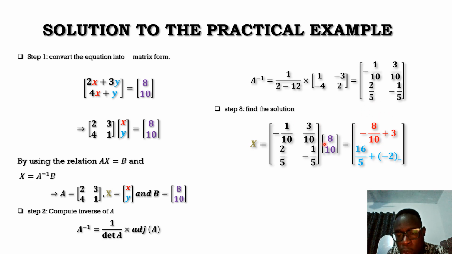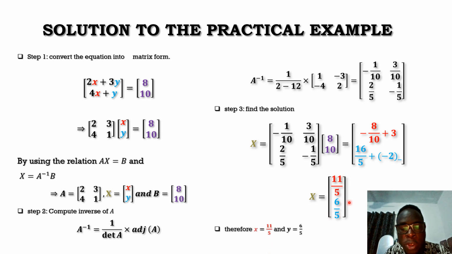So this is the expression. If you multiply negative 1 over 10 times 8, you get this, plus 3 over 10 times 10, you get this. Repeat the same process for 2 over 5 times 8, which will be 16 over 5, plus negative 1 over 5 times 10, which will be negative 2. And when you simplify, your result for X will be 11 over 5 and 6 over 5. So it means that x is 11 over 5 and y is equal to 6 over 5.